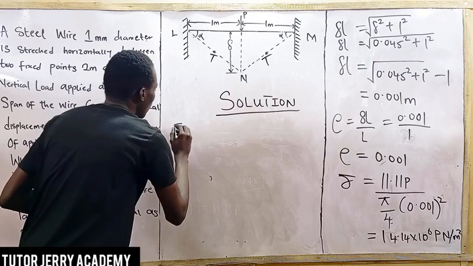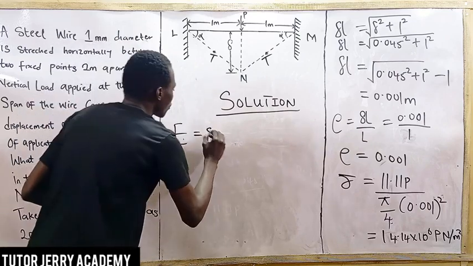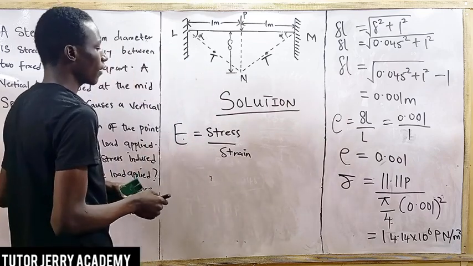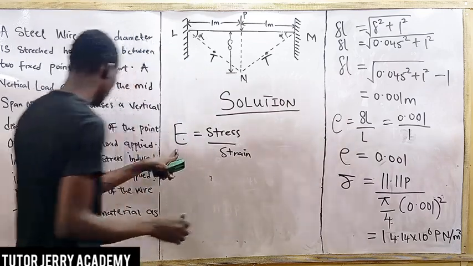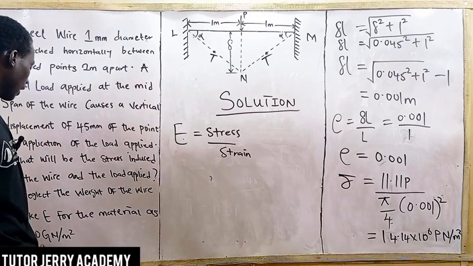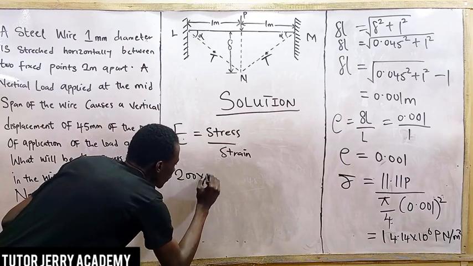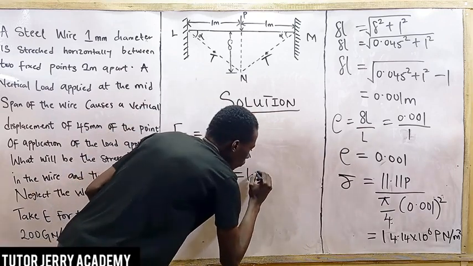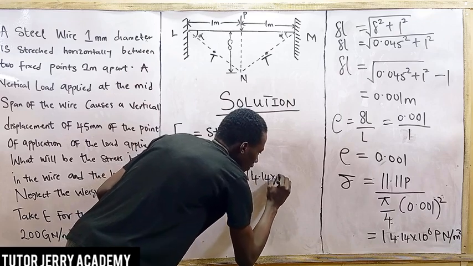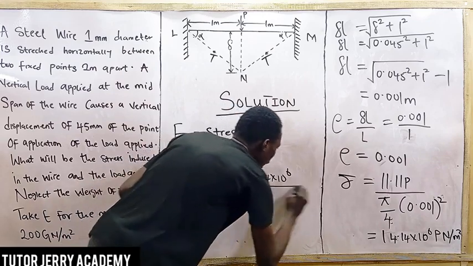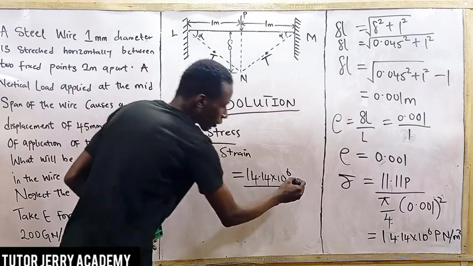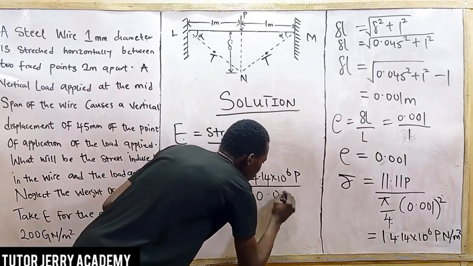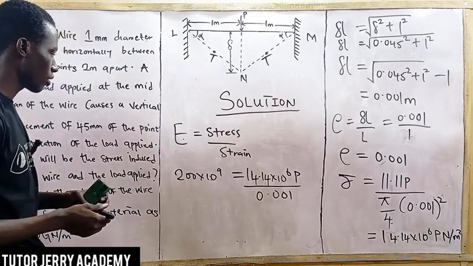We can use our modulus of elasticity formula, which is equal to stress all over strain. So this is what we have. So if we substitute our values, of course, we know the value for our modulus of elasticity is 200 times 10 to the power of 9. So we have 200 times 10 to the power of 9 to be equal to stress. What is our value for stress? We have 14.14 times 10 to the power of 6, all over our value for strain, and don't forget our P, we are having P here. So our value for strain, of course, is 0.001.